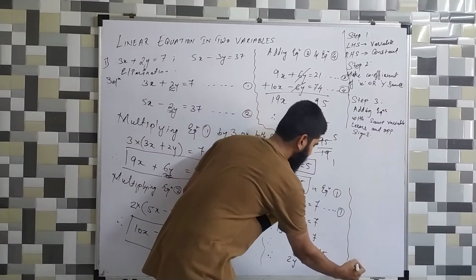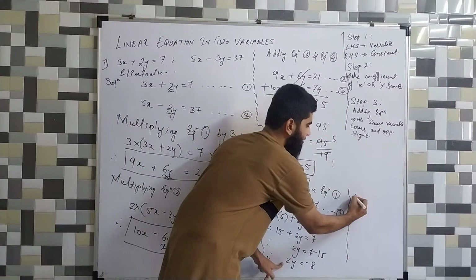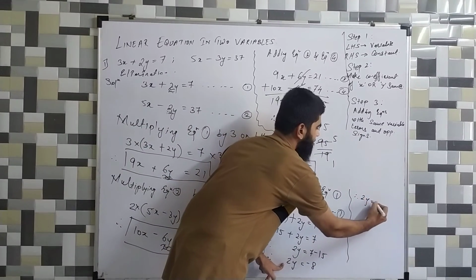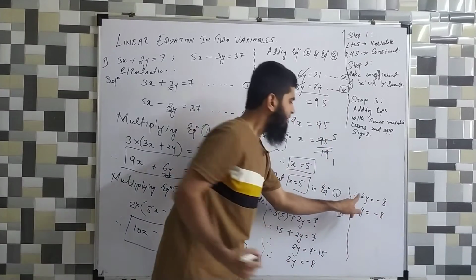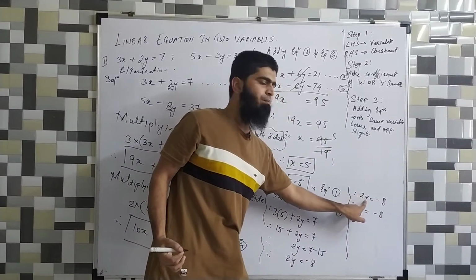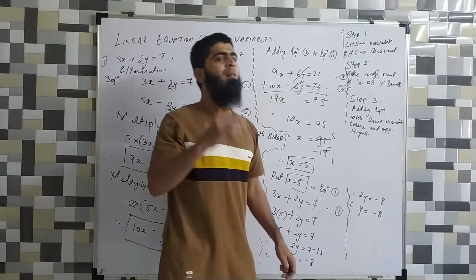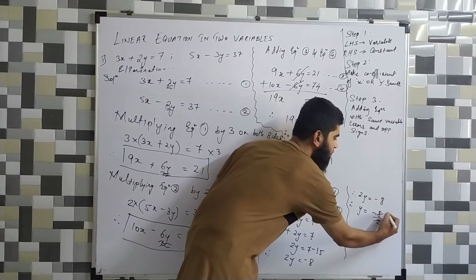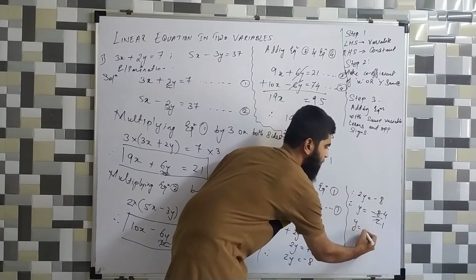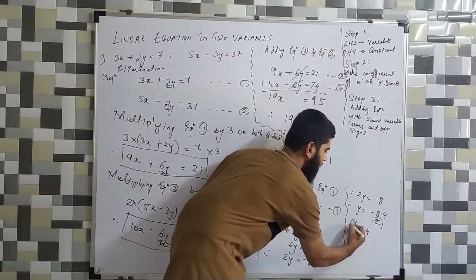Here I will be doing the remaining steps. So therefore I can say that 2y is equal to minus 8. Therefore y will be equal to minus 8 divided by 2. This 2 is being multiplied. When we shift it on the other side, multiplication will become division. Very good. 2 1s are 2, 2 4s are 8. Therefore y is equal to minus 4.